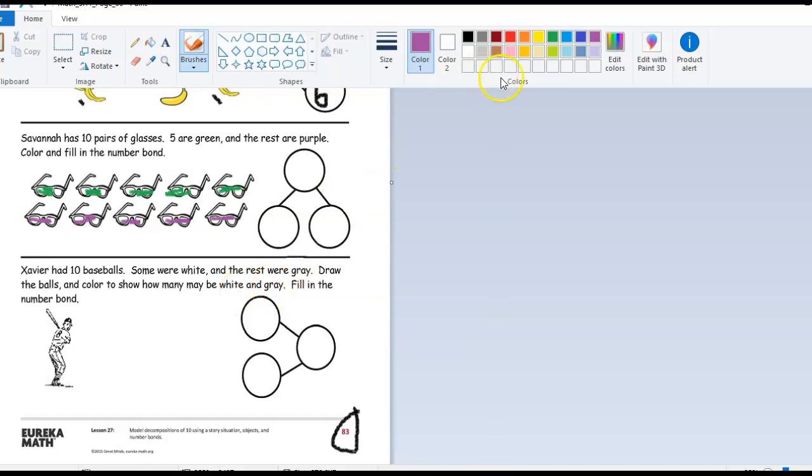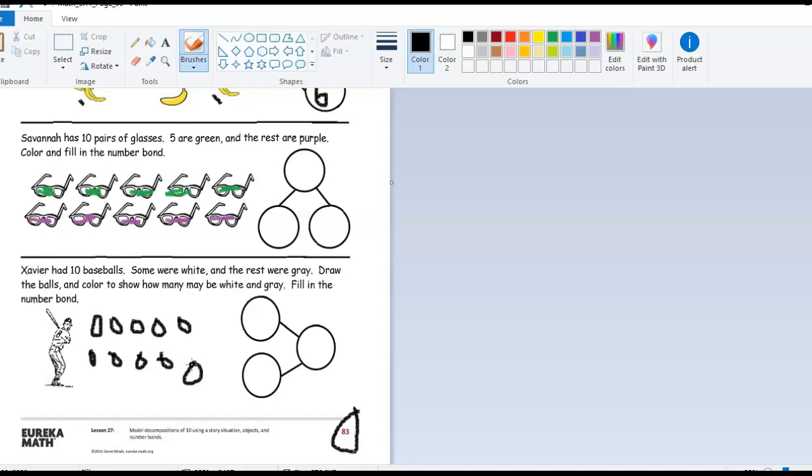So, I'm going to click on the color gray. I'm going to draw. Let's click on the color black. I'm going to draw 10 baseballs. 1, 2, 3, 4, 5, 6, 7, 8, 9, 10. So those are the 10 baseballs.